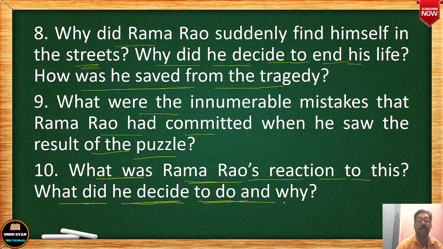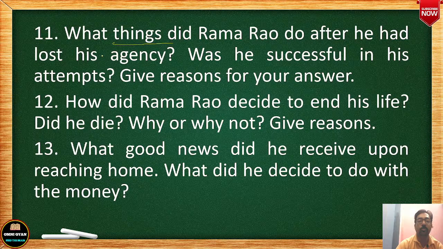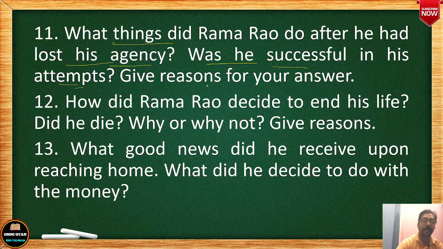Then what things did Rama Rao do after he had lost his agency? He started looking for employment, but no one was giving him employment. Okay, was he successful in his attempt? No, he was not successful in his attempts because for a man who was almost 40, getting a job was not easy. Moreover, he did business. He has never done a job. So he did not have any job experience. No one gave him a job. And moreover, the applications that he sent, actually, all those applications were in business-like English. Okay. So no one would give him a job.